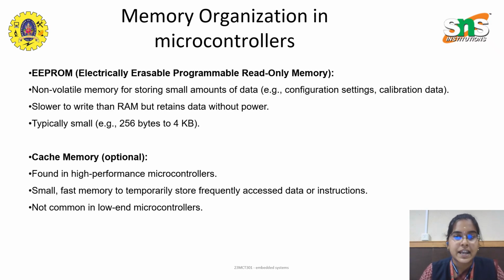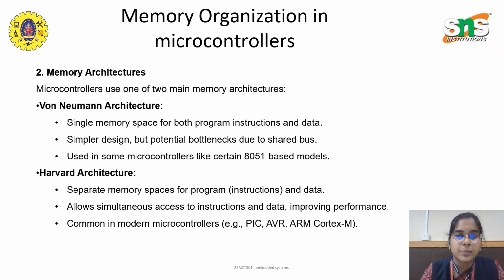And next one is cache memory. It is an optional memory used in a microcontroller and found in the high performance controllers. This is small fast memory used to temporarily store frequently accessed data or instructions, and not common in the lower end microcontrollers. And coming to the architecture, as we know, we have three types of memories and one is optional.